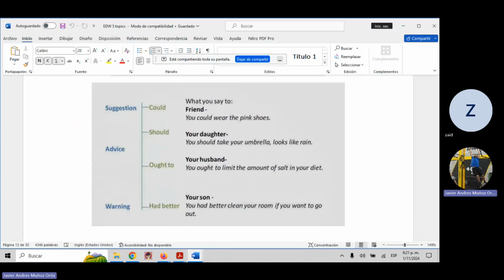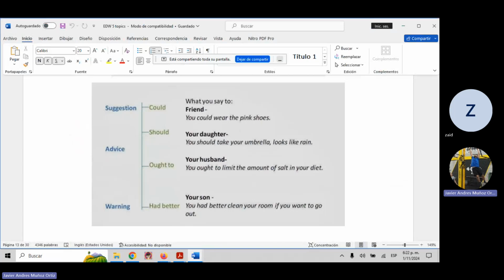For example, with your friend, this is a suggestion. Maybe your friend is not going to listen to you, so who cares, right? He's going to say, I'm just listening to you, but I'm not going to follow your advice. For example, you tell him you could wear pink shoes, and he is going to say, okay, I'll take the advice, but I'm not going to do it, right? So this is a suggestion that he maybe is not going to take into account.